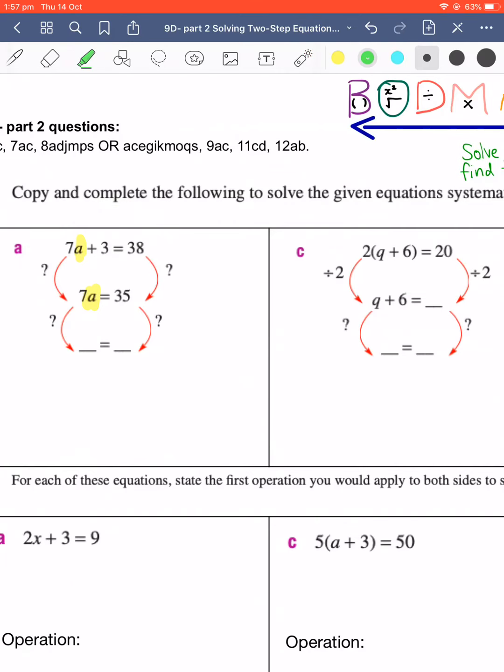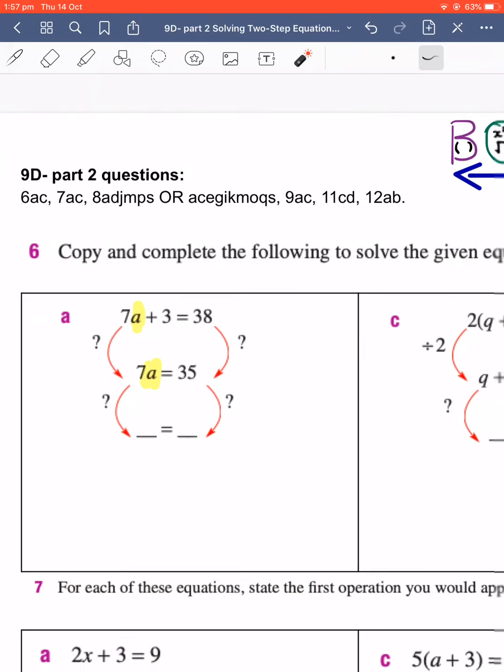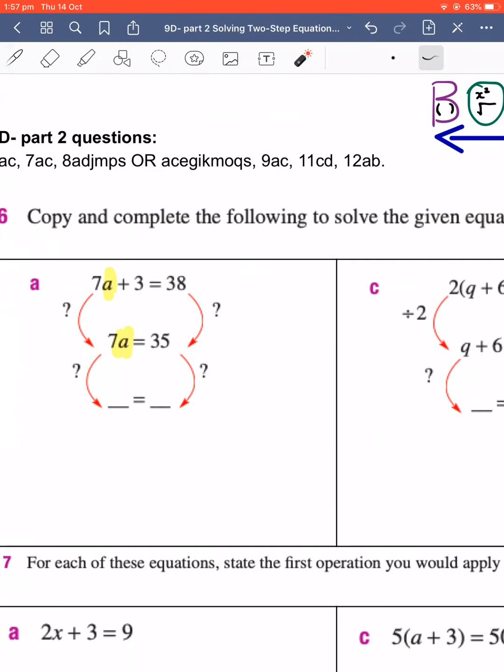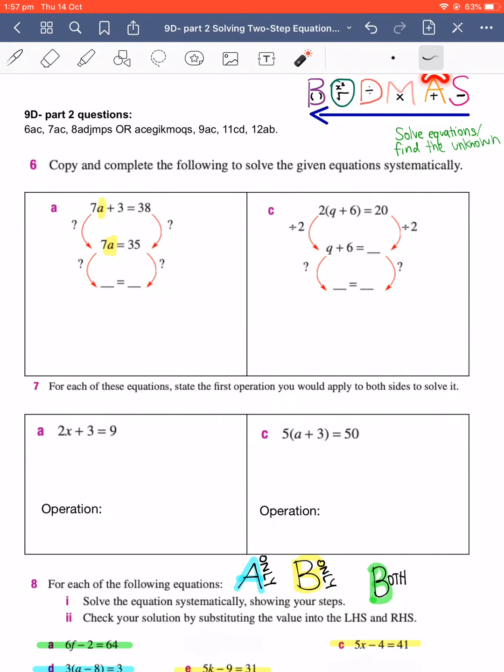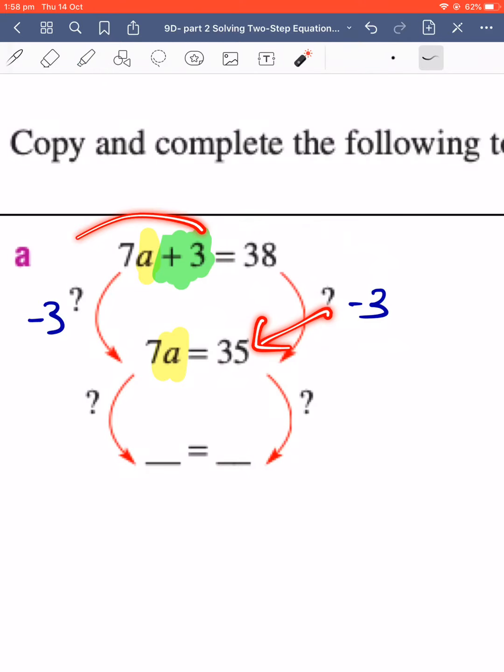So I've gone ahead and highlighted my pronumeral, and we are going to have a look at what we have to do with this one. First thing I can see is I have an addition, and I also have a multiplication. Addition is before multiplication when I'm going this way, so I start by getting rid of my addition. So I do the reverse operation of plus 3, which means I am minusing 3 on both sides. Once I do that, I do indeed get down to 7a equals 35. 38 minus 3 is 35, and 7a plus 3 minus 3 is 7a.